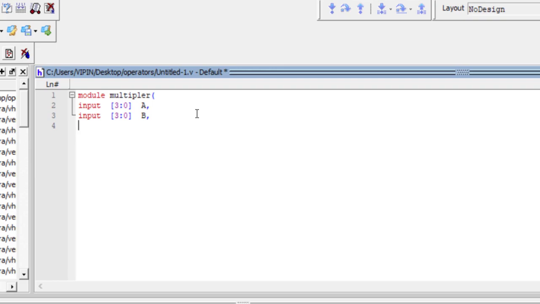Now output width. In case of adders, we discussed when you add two n-bit numbers, the result can be up to n plus 1. In case of multiplication, when you multiply two n-bit numbers, the result can be up to 2 times n. The width of the output can be up to 2 times the width of the input operands. In our case, inputs are 4 bits wide, so we'll make our output 8 bits wide. Let's call it P to indicate the product, and that's it.